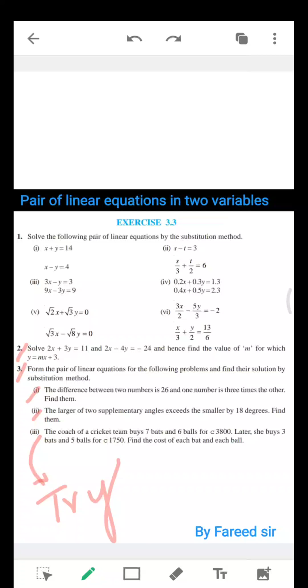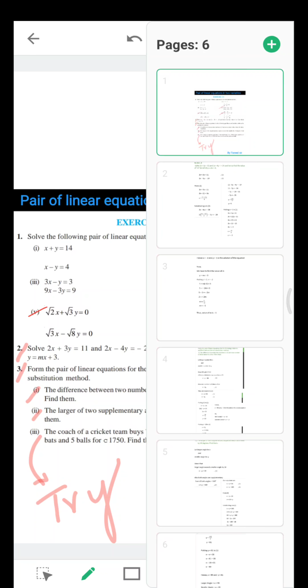Welcome back everyone. In the last session we saw how to solve exercise 3.3 question number 1. Those bits we solved by the substitution method. Now in today's session we are going to see question number 2 and question number 3, first and second bit, which are simple word problems where we have to frame a pair of linear equations and find their solutions. So let's begin with question number 2.